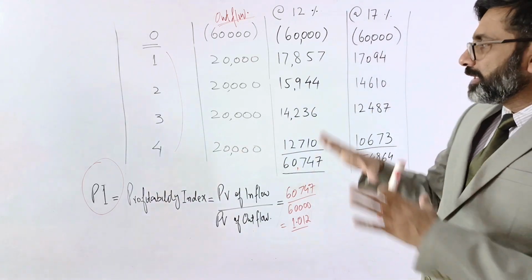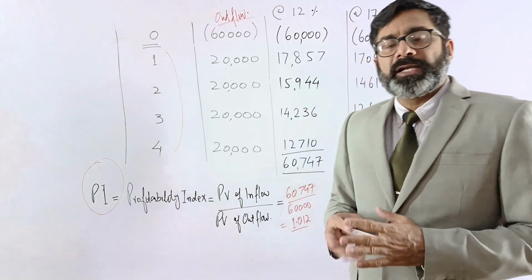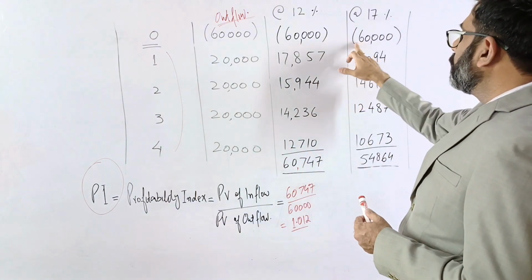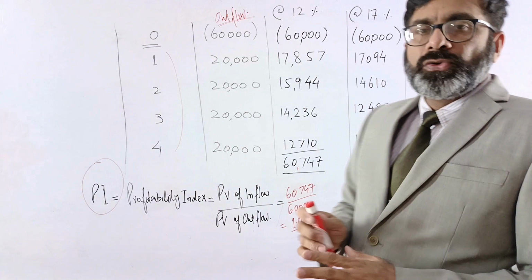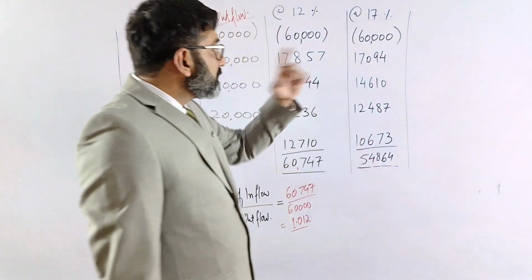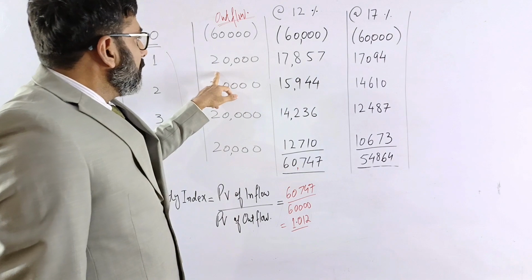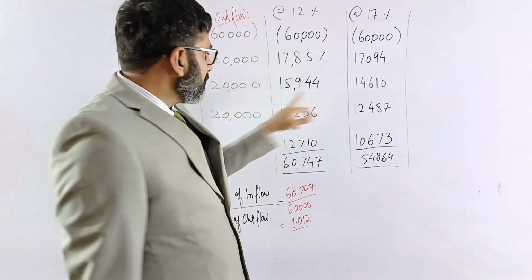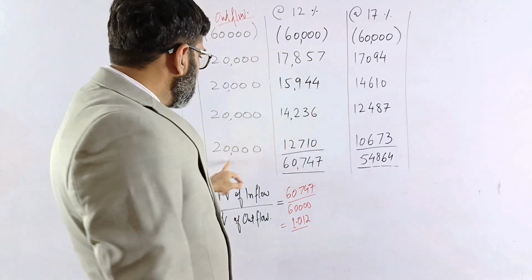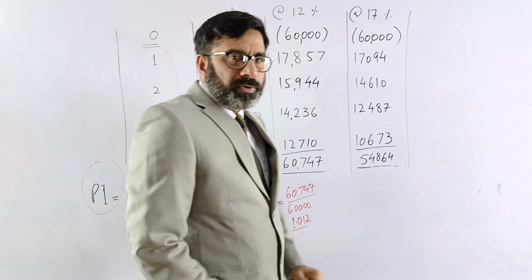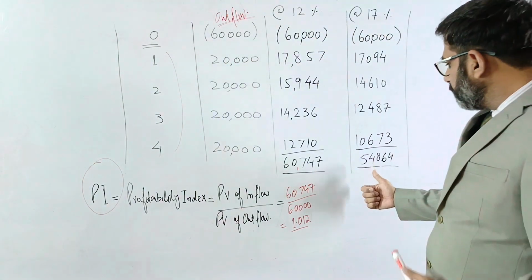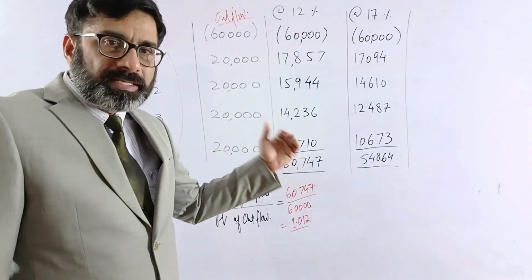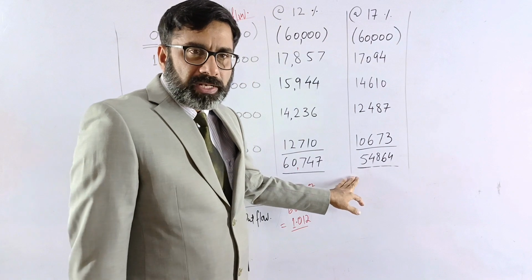Let's say for the same project, the required rate of return for another company is 17%. We will do the same calculations, but using this 17% rate. For 17%, the present values of the 20,000 inflows are about 17,000, 14,000, 12,000, and then 10,000. If we get the total over here, it is 54,864. When we increase the discount rate, automatically the present value decreases.